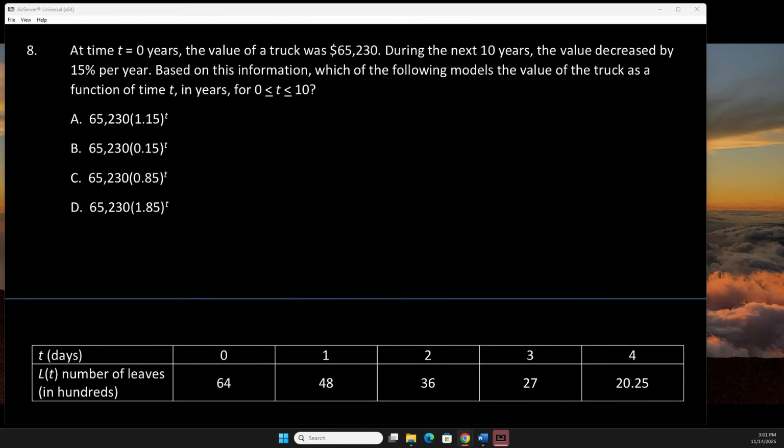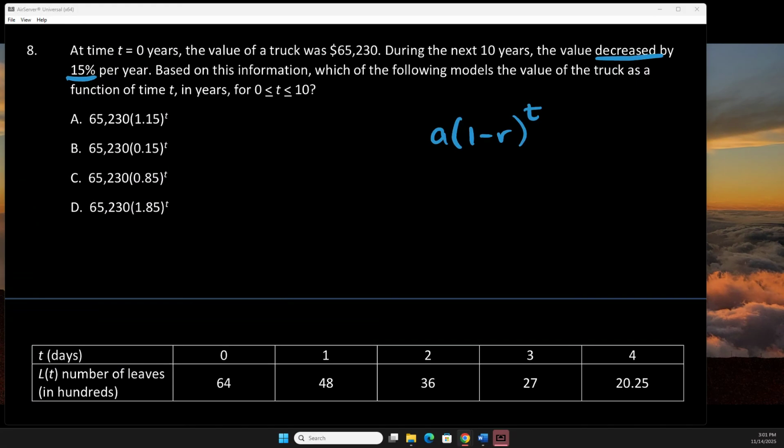All right, number 8 says that at time t equals 0, the value of a truck was $65,230. During the next 10 years, the value decreased by 15%. Okay, so decreasing is depreciation, and so you are going to subtract that 15% from 1, or 0.15 from 1, because it's a decrease. If by chance the one on your test is increased by, you would definitely add it.